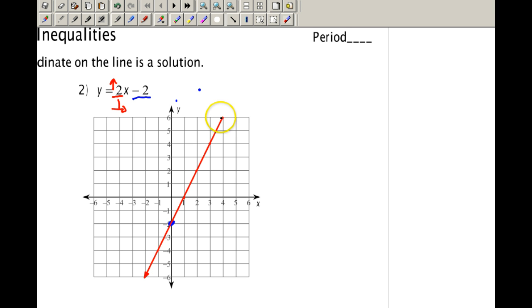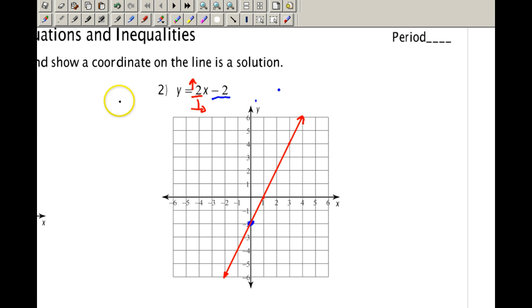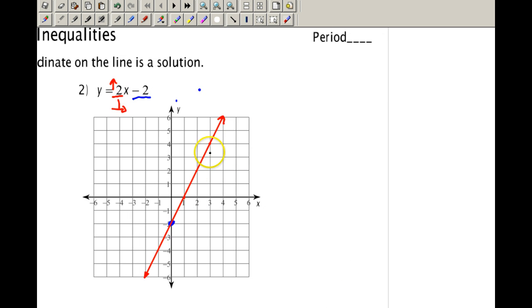But the second part says, show a coordinate on the line is a solution. So what you're going to do is that you can pick any coordinate that's on the line and plug it back into the original equation. In this case, it's y equals, and you always plug into the original equation.